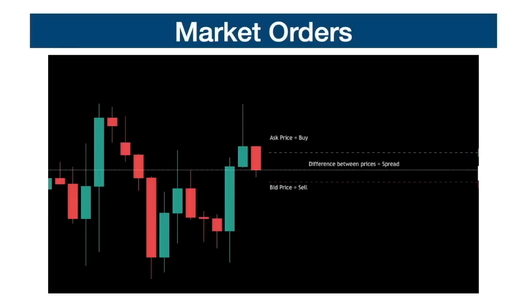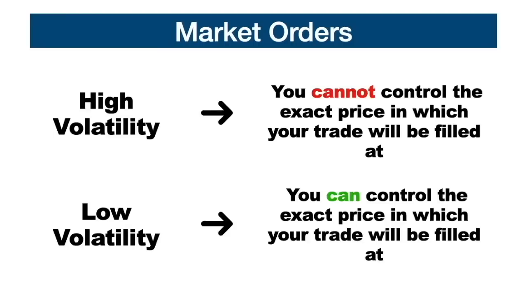If you see a nice setup, the fastest and most common way to enter the market is through a market order. If there is a phase of high volatility, the interbank quotes of the bid and the ask price will change fast, so you cannot control the exact price at which your trade will be filled. You will be filled at a random price in that moment. The best time to enter precise market orders is when there is not much volatility.